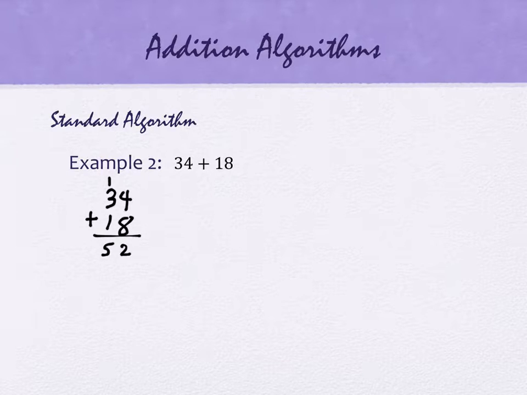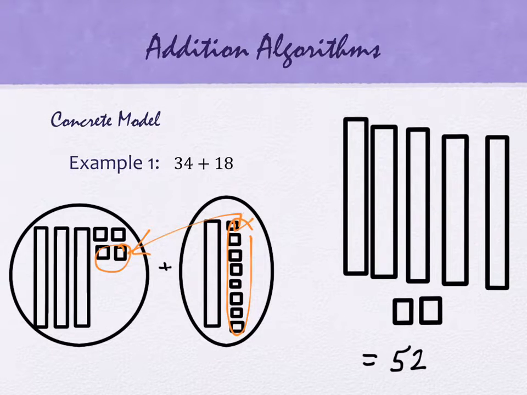When paired alongside the concrete model, you can understand better why this regrouping does put a 1 in the other column. Because this visual over here did the same thing, didn't it? I regrouped 10 of those 1s together when I got 12, and I turned it into a long, and then I grouped it with the longs.